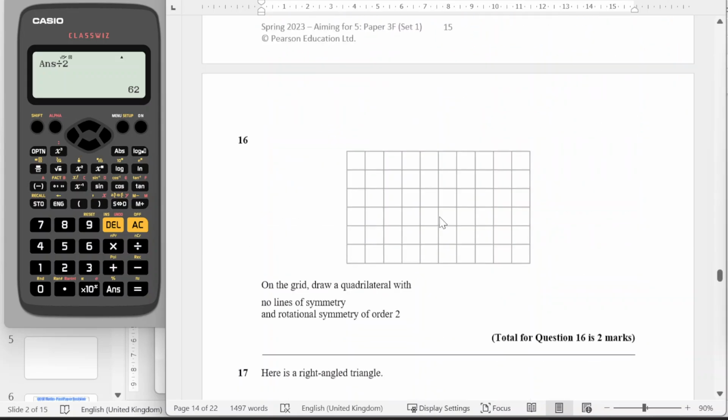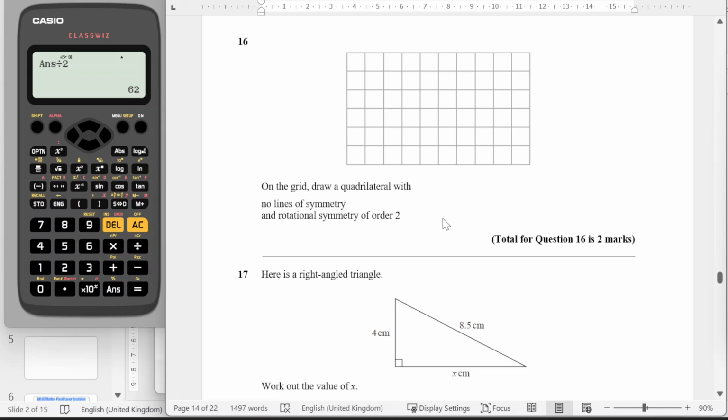Okay, question 16. On the grid, draw a quadrilateral with no lines of symmetry, and a rotational symmetry of order 2. So we're going to be looking at a parallelogram. So there we go, there's an example, although I think any parallelogram that is not all four sides equal would work.